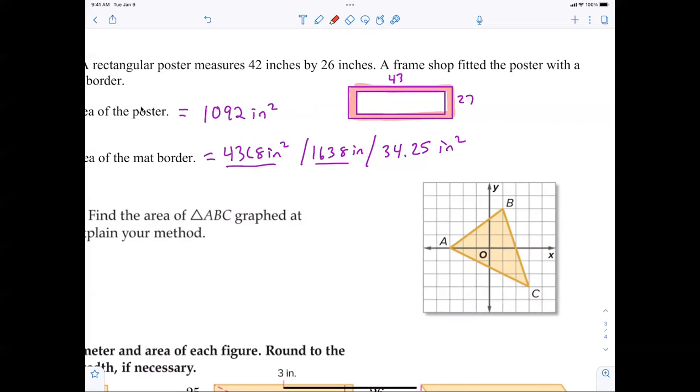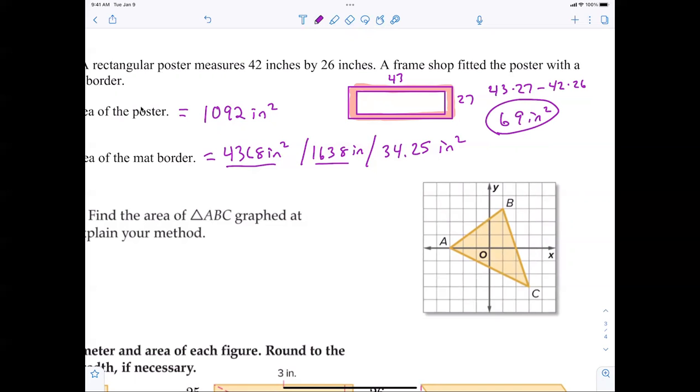Does everybody agree? So to me, when I see shaded region, I just see it's the area of the what? The big minus the area of the small. So the area would be 43 times 27 minus 42 times 26. 69. What is it? 69. Yeah, so 69 square inches. All right, make sure you know that because that's a pretty standard question on standardized tests.